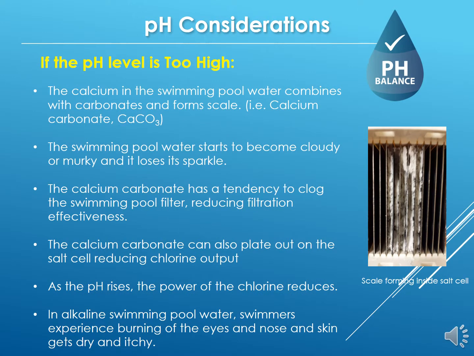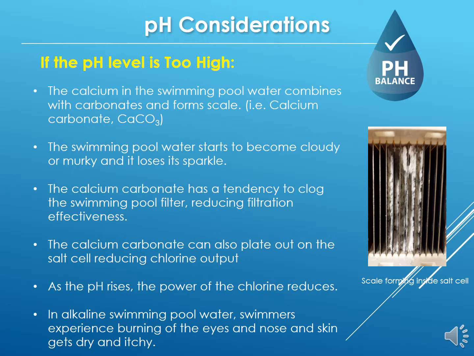If the pH level of the water is too high, calcium in the swimming pool water will combine with carbonates, and it will come out of liquid solution, precipitate onto hard surfaces, and form scale. That's also called calcium carbonate scale. Swimming pool water will start to become cloudy and murky and lose its sparkle. The calcium will also clog up your filter elements and reduce effective filtration.